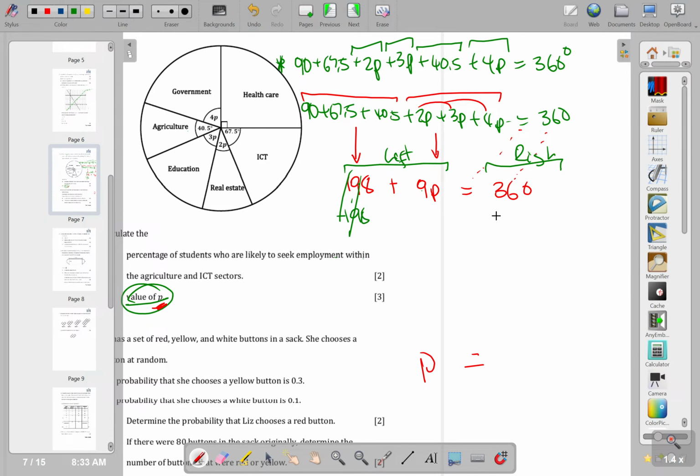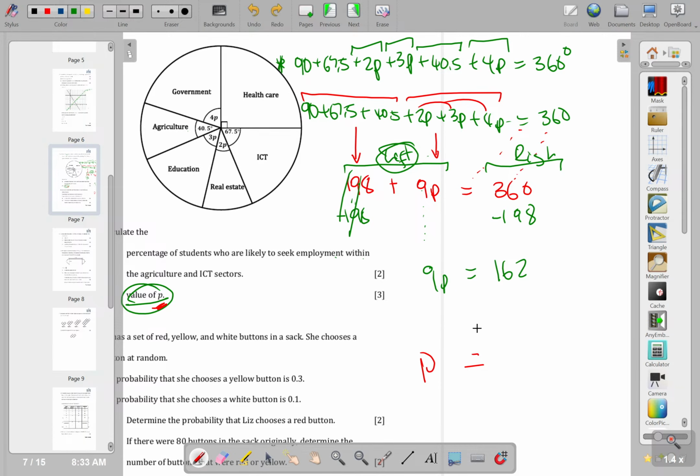What I do to one side, I have to do to the other. So then my updated equation is 9p equals 360 minus 198. That looks like 162. Hope everybody's checking with me. Remember the goal of that step was to remove the 198 from the left-hand side. So on the left-hand side, you should not see 198 anymore.